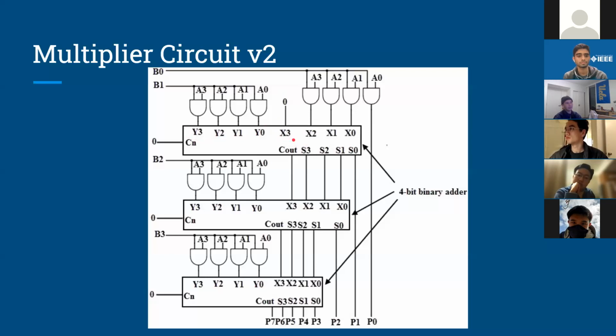I kind of got caught up on that last year as well. And then S would be your resultant, or your sum. So that'd be your 4-bit sum, and then Cout would be your carry. Then you also AND again with B2, put it through the 4-bit adder. So it's just like doing everything previously. It's just moving around a couple things and making less crossed lines.